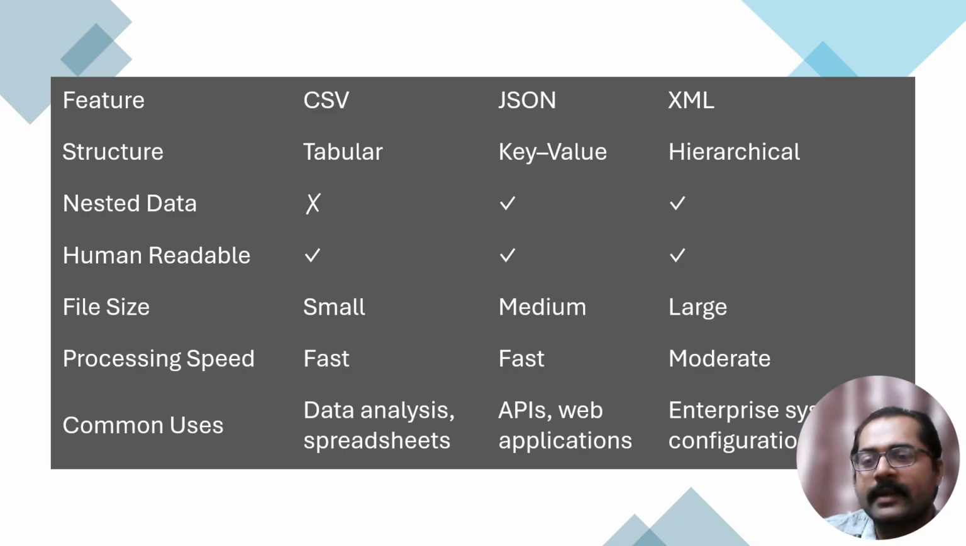Uses are data analysis and spreadsheets for CSV, APIs, application program interfaces, and web applications for JSON. XML is used in enterprise system configuration. Enterprises can afford not only memory but also money, so they go for XML. They can afford large file sizes. For learning, beginners can choose CSV. Advanced learners like researchers and developers can use the JSON data format for APIs.